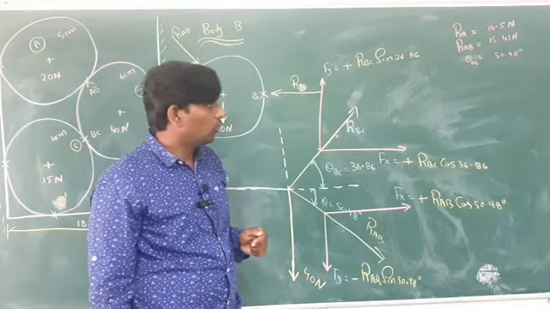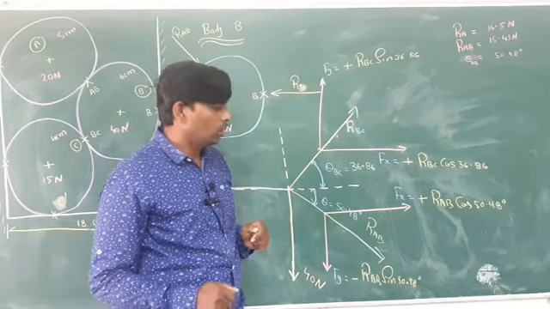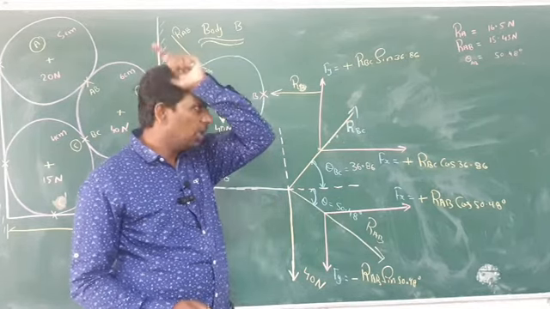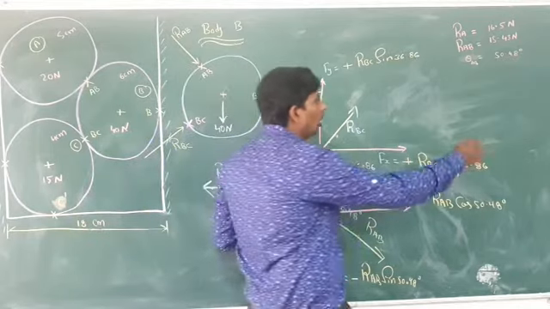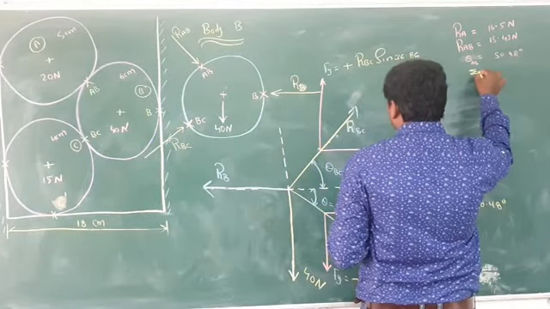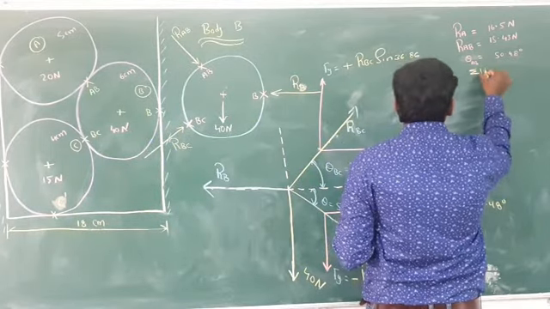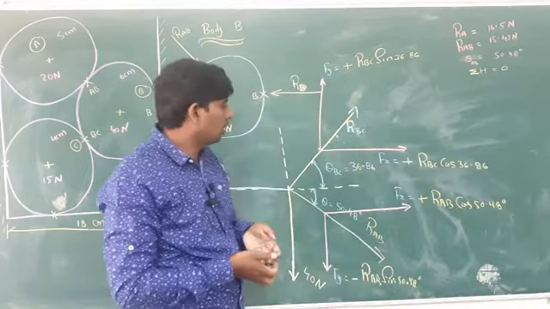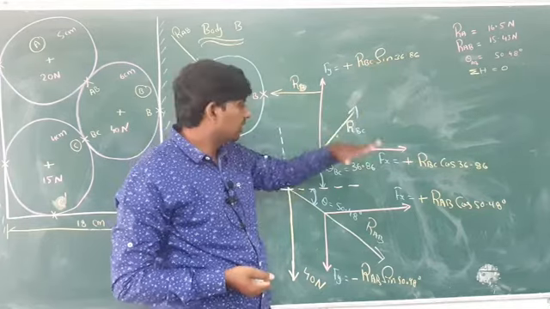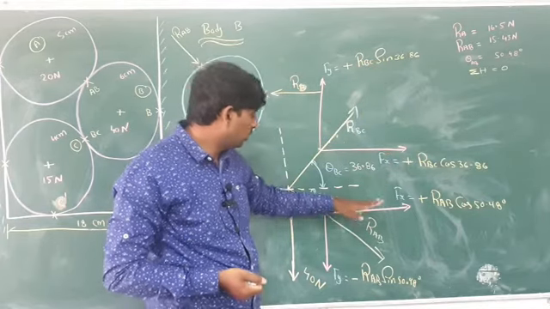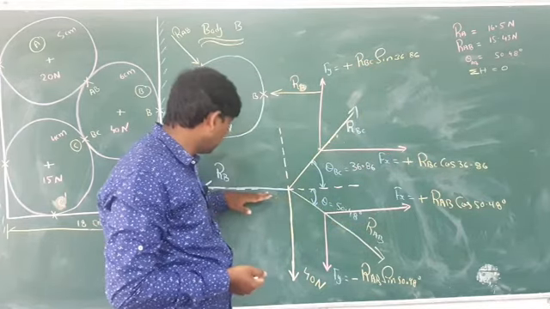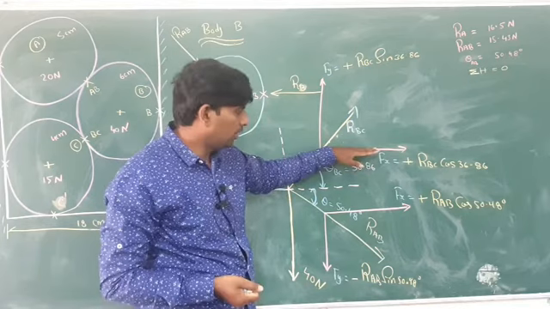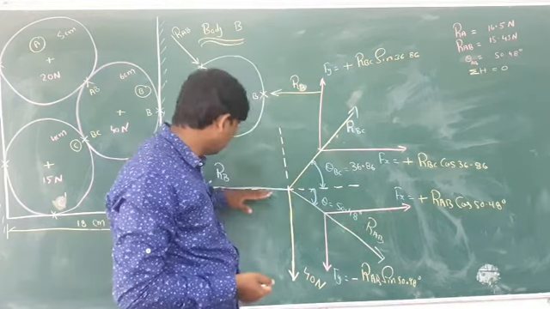After that you have to go for sum of horizontal and sum of vertical. You know the value of RAB. First you have to go for sum of horizontal forces. Sum of horizontal forces is equal to 0. See here how many horizontal forces are there. As you can see here, this is the 1, this one is the 2 and this one is the 3.